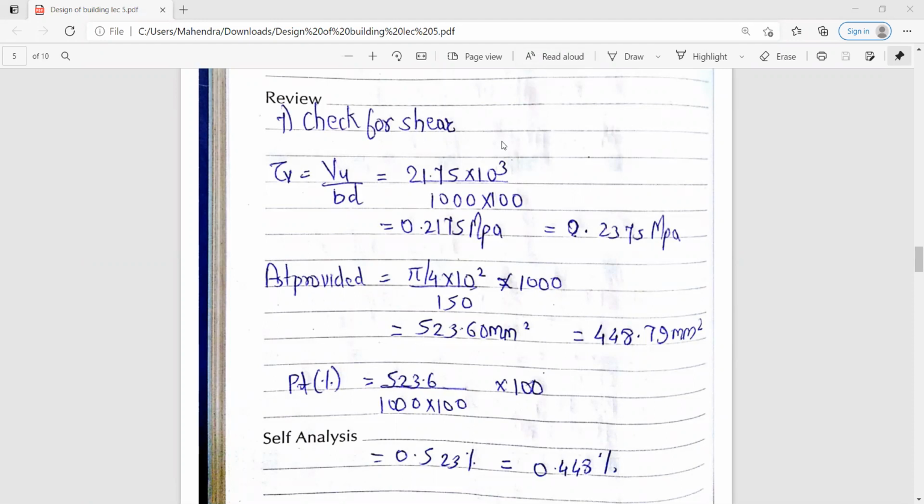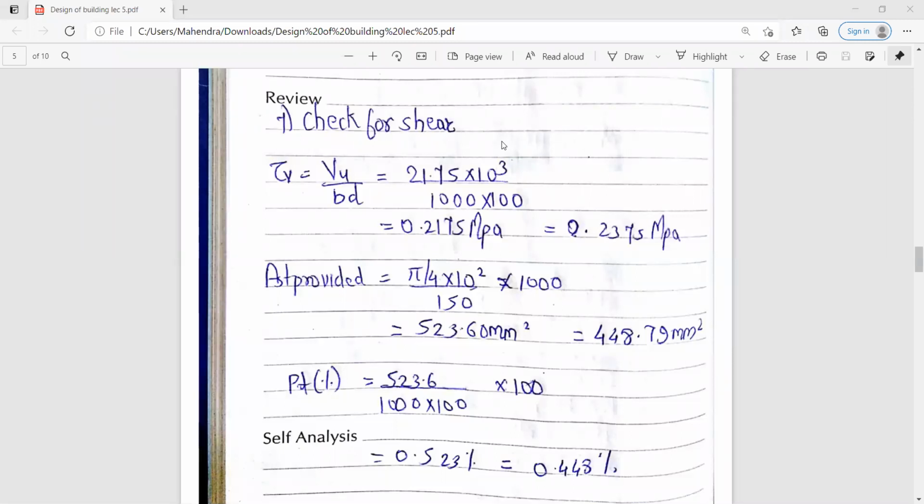Now you need to check for shear. So for checking of shear, you are having the formula again, tau V. So tau V will be equals to Vu by BD. How much shear force did you get? 21.75. So substitute the value for shear force and B and D. You will get the value for tau V, that is 0.2175 megapascal. And same for the another load that we had calculated, that is 0.2375 megapascal.